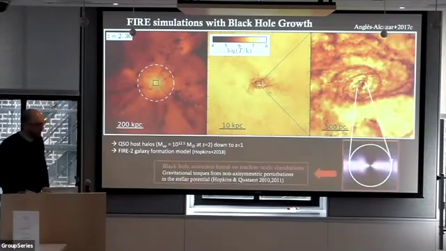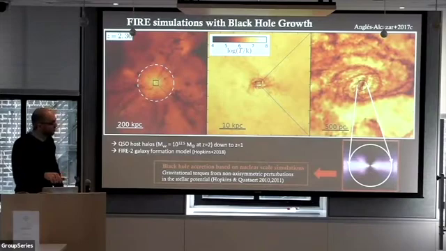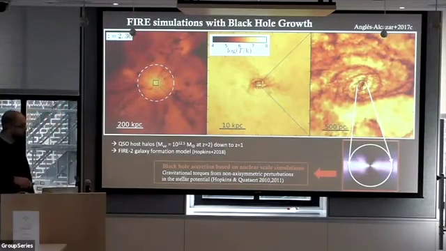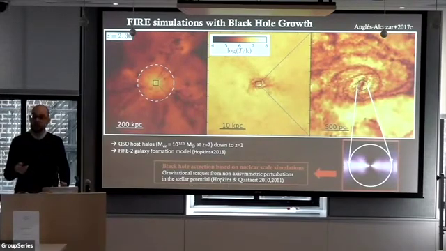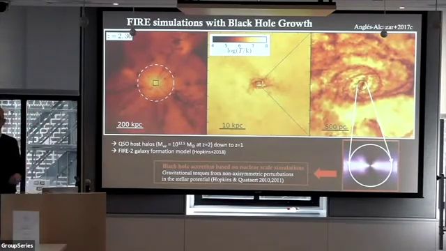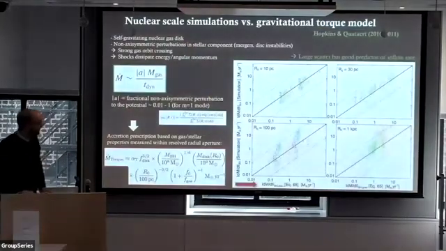So we still need to rely on a subgrid model to parameterize how much gas should be feeding the black hole at the end. And we do this by using the gravitational torque accretion model from Phil Hawkins and Eliot Quataert, where the basic idea is that non-axisymmetric perturbations in the stellar potential drive the gas into shocks that dissipate energy and angular momentum. So I'm going to skip over the details of that model.